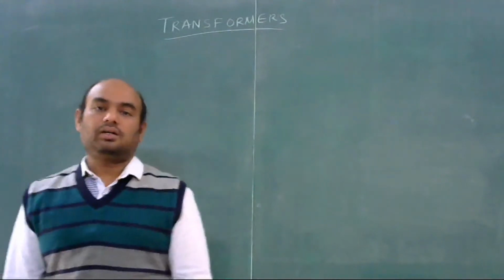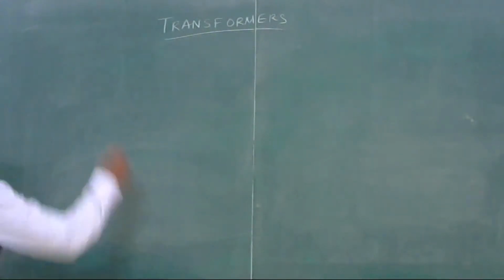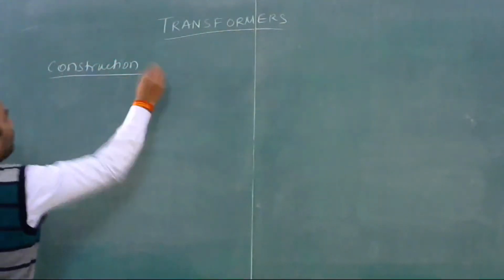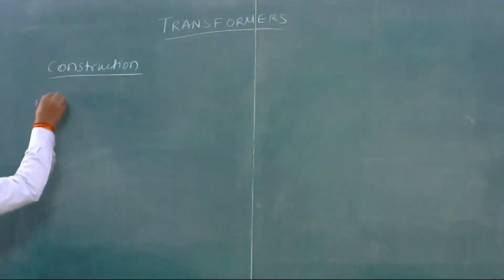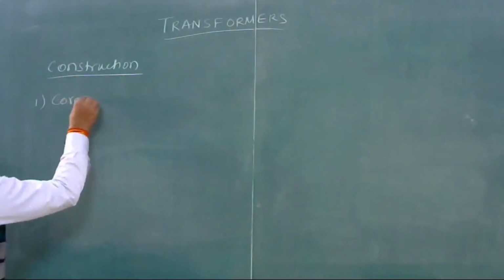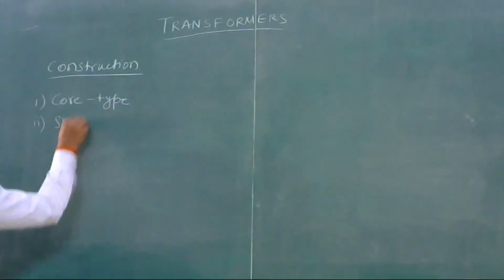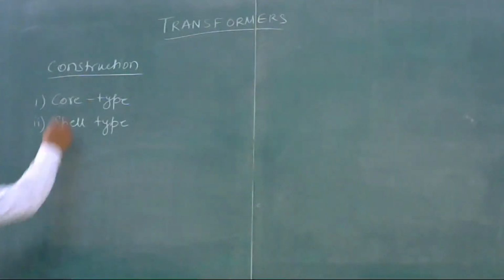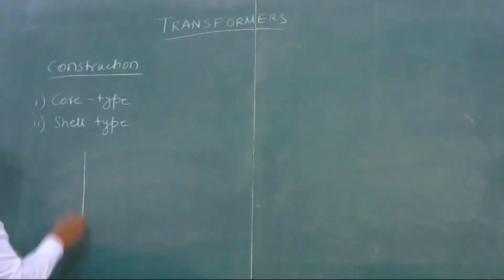Today we will see construction of transformer and its working principle. So first, construction of transformer. On the basis of construction, the transformer can be divided into two types. One is core type and second one is shell type transformer. So there are two types of transformer on the basis of their construction.